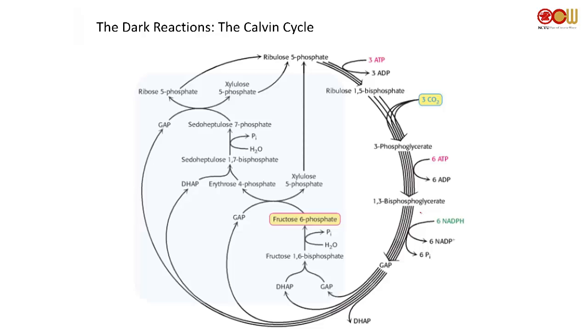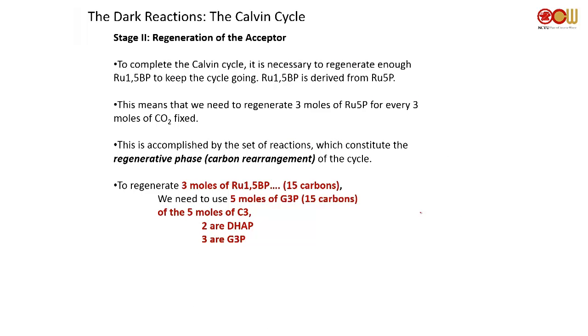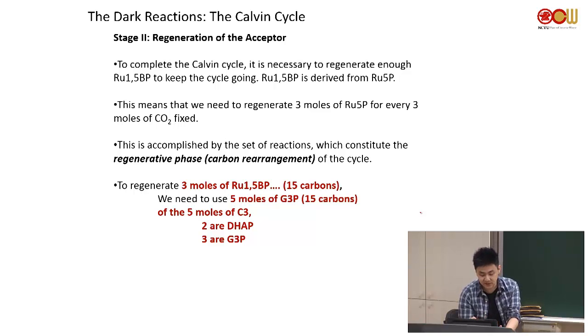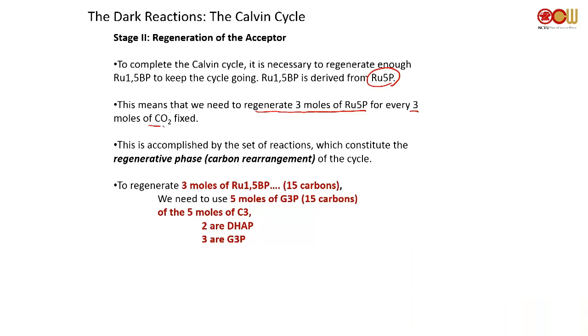Alright, now we're going to talk about the carbon rearrangement phase. A lot of times people will call it stage 2, the regeneration of the acceptor. To complete the Calvin cycle, it is necessary to generate enough RuBP to keep the cycle going. And RuBP is derived from Ru5P, so we need to generate Ru5P. This means that we need to regenerate 3 moles of Ru5P for every 3 moles of CO2 fixed, like I said. And this is accomplished by the regenerative phase.